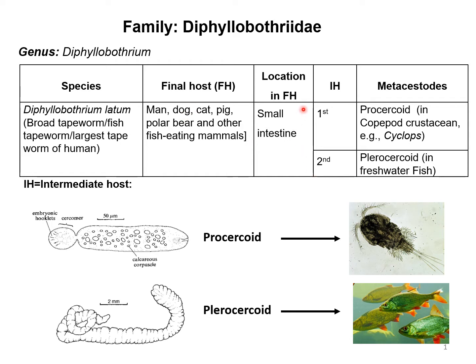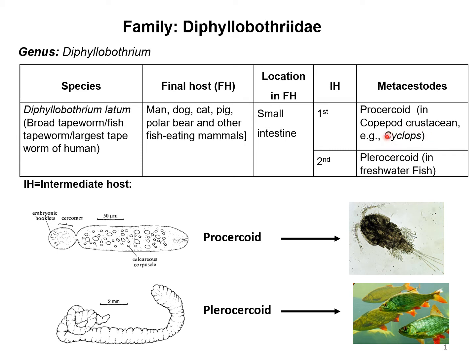There are two intermediate hosts. The first one is copepod crustacean, that is Cyclops. So maybe you are not aware of what is Cyclops. Cyclops is one of the most common genera of freshwater copepods, comprising over 4,000 species. These individuals may range from 0.5 to 5 millimeters in length, and they are mostly found in fresh water.